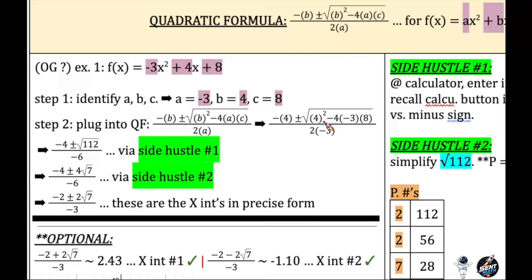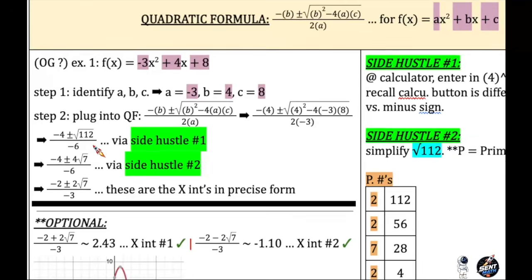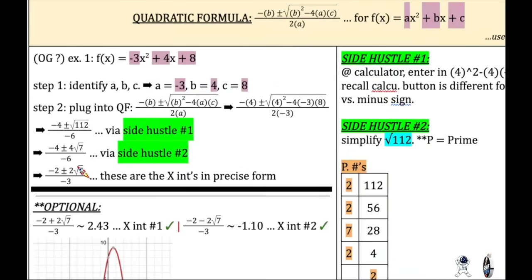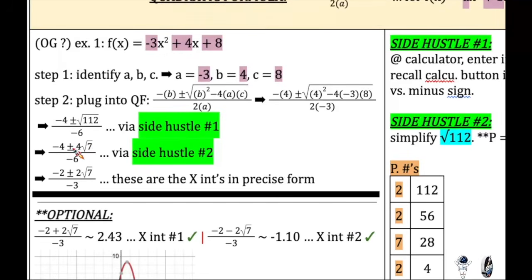Okay, and now when you simplify what's inside the root, this becomes 112. 112 becomes 4 root 7, right here through the ladder method. All right, and you further simplify this by dividing by the greatest common factor, which in this case is 2. 4 divided by 2 is 2. 4 divided by 2 is 2. 6 divided by 2 is 3. And these are your x-intercepts in precise form.